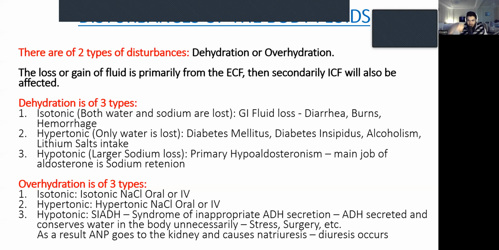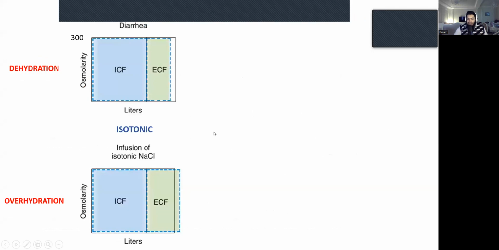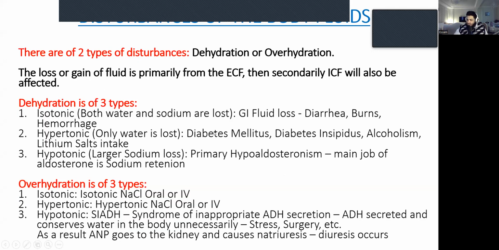Natriuresis means when sodium is lost from the urine, that is natriuresis. Okay. So these are the examples of dehydration and overhydration.